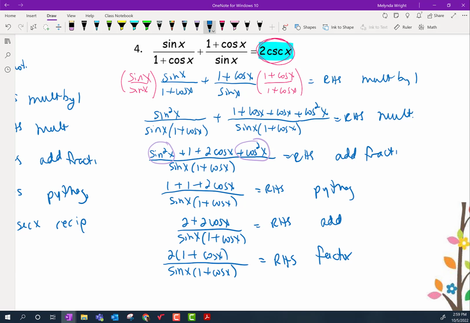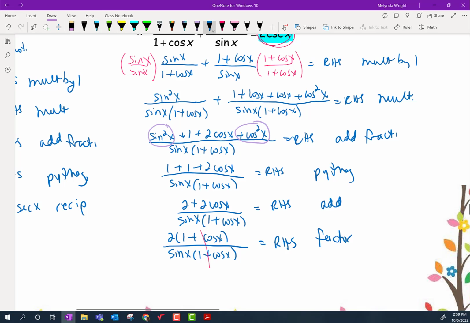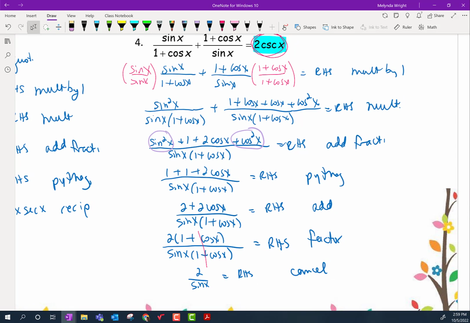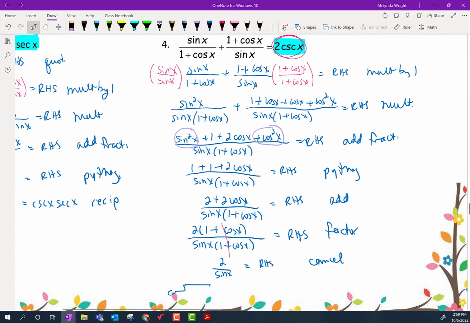Do we see what to do now? This is just kind of jumping out at us, right? We should cancel those 2 terms. And we're left with 2 over sine equals the right-hand side, and that's cancel. Oh my goodness, we're so close. We need to get 2 cosecant. Are sine and cosecant related? They are, aren't they? 1 over sine is the same thing as what? Cosecant. So 2 over sine is 2 cosecant equals 2 cosecant, and that was the reciprocal property.